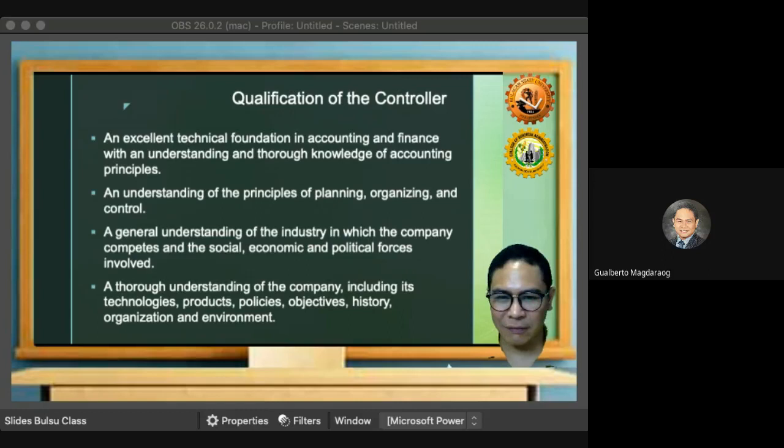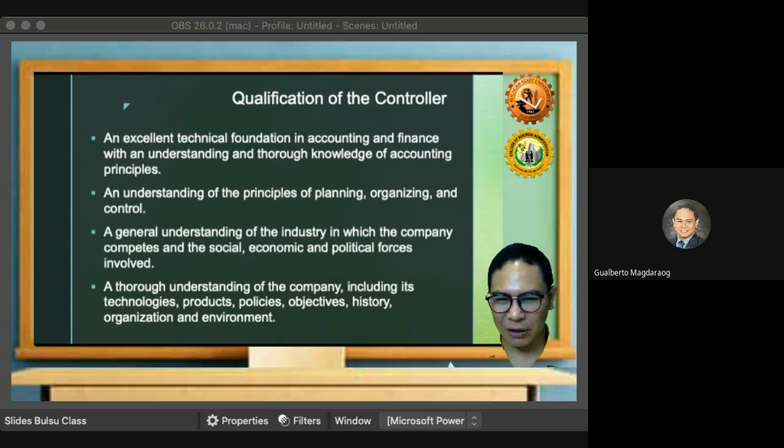Okay? And then, ito yung description niya, a thorough understanding of the company, including its technologies, product, policies, objective, even history of the organization. Kasi mahirap naman, pinasok mo yung isang kumpanya, and then wala kang pake doon sa kumpanya. You don't even know the history. Baka mamaya, yung great-great apo ng CEO, hindi mo pala kilala, nakasabay mo na sa elevator. Tapos nagkaroon ng situation, hindi okay yon.